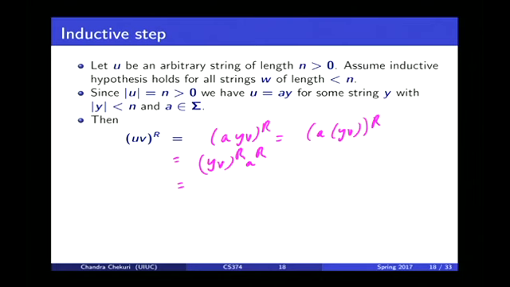I can apply induction again. To what? y is of length strictly less than that of u. So I can write this again, by applying induction, as v reverse, y reverse, a reverse. Okay, and then what?